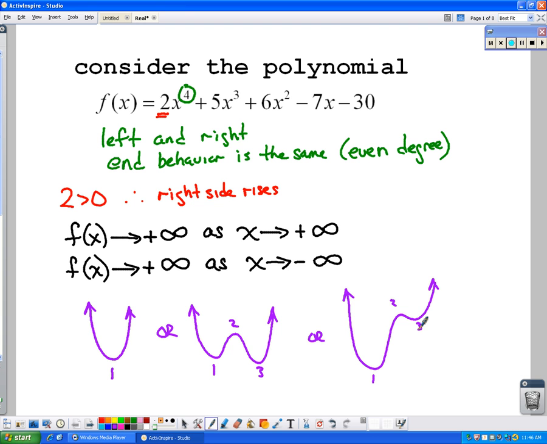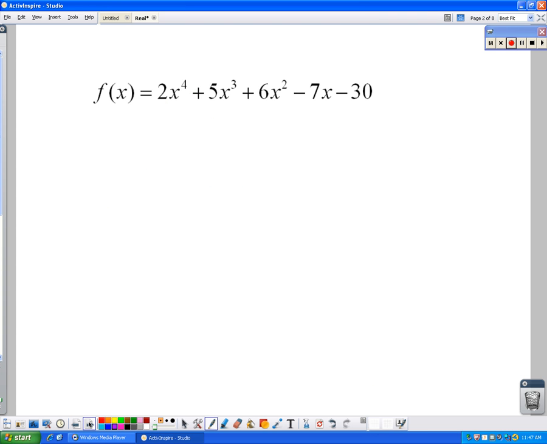All right, well, what else do we know about this particular polynomial? Well, one thing we know about all functions is that if we plug 0 in for x, we'll find the y-intercept. Right? In this particular case, f of 0 is equal to negative 30, so we know our y-intercept is 0, negative 30.